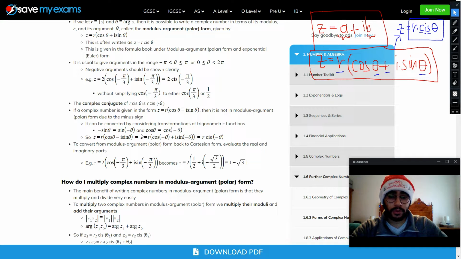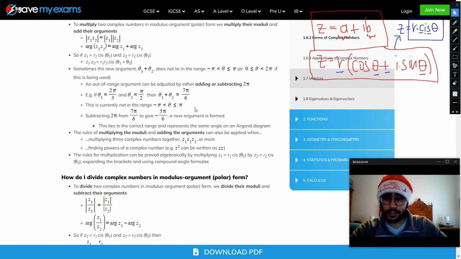In other words, you could also write it in this form. So, Z is equal to R cos theta, let's say, minus I times sine theta. Well, that's the same thing as writing R cosine minus theta plus I times sine minus theta, and that would be equal to R of CIS minus theta. Okay. Well, let's actually see if there's a better explanation here, but I think this is sufficient, to be honest.